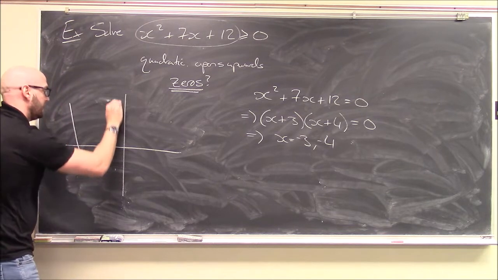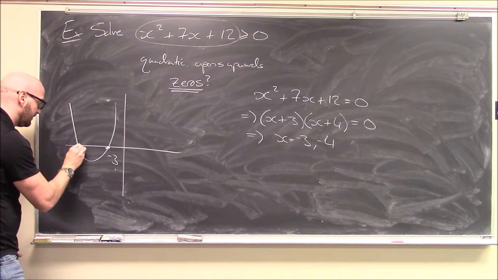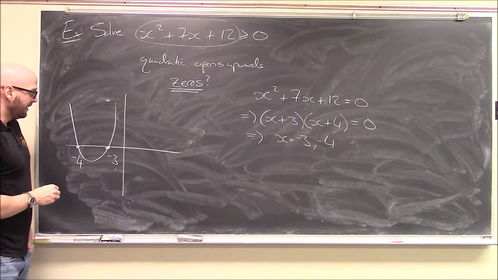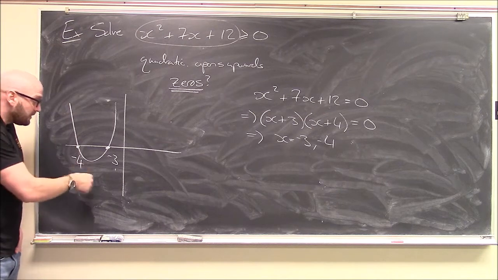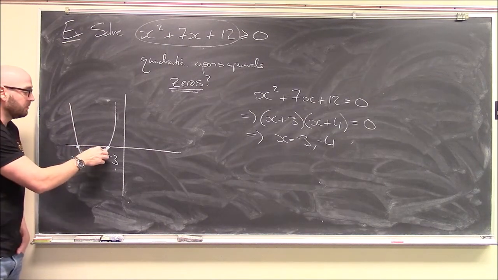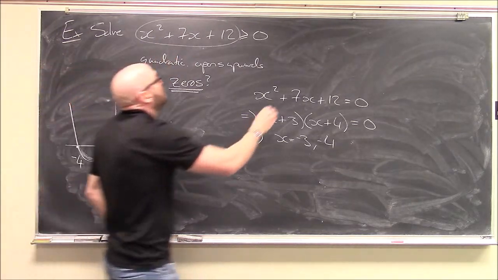Looks a bit more like this. It has a 0 at minus 3. Obviously this is not to scale or anything. And a 0 at minus 4. So when is the function less than 0? Well, it's less than 0 along here, so from minus 4 to minus 3. When is it bigger than 0? It's bigger than 0 everywhere else.